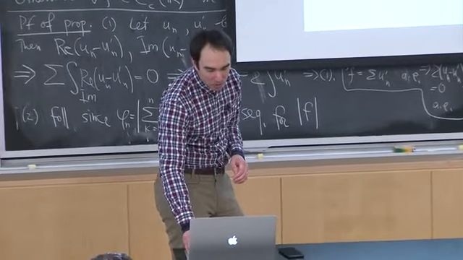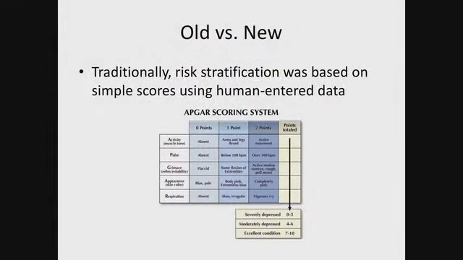So at a high level, there's the old versus the new, and this is going to be really a discussion throughout the rest of today's lecture. What's changed since that 1984 article which you read for today's readings? Well, the traditional approaches to risk stratification are based on scoring systems.